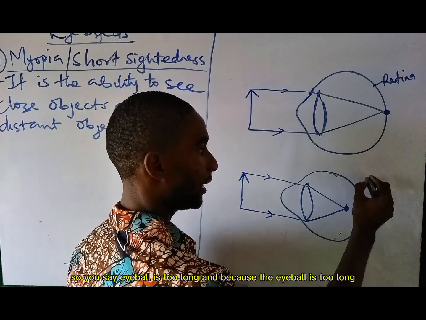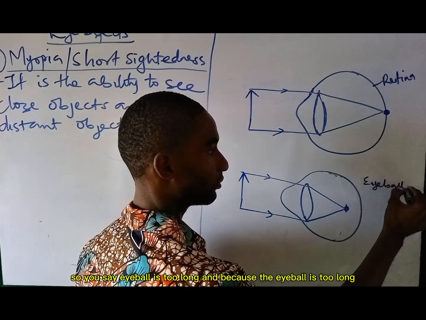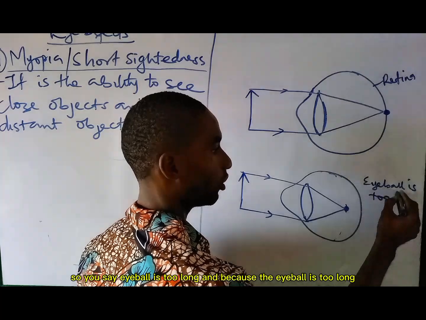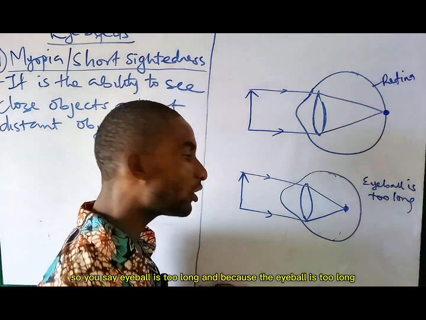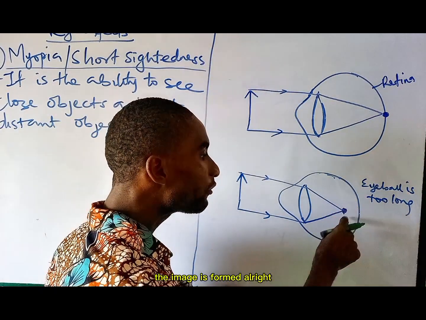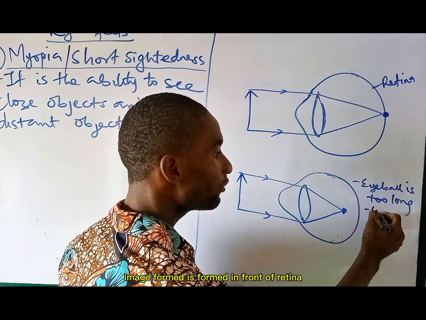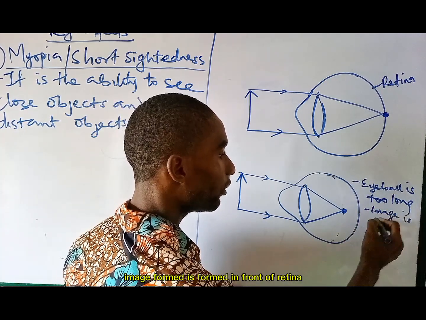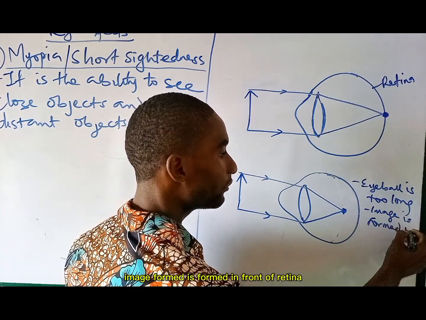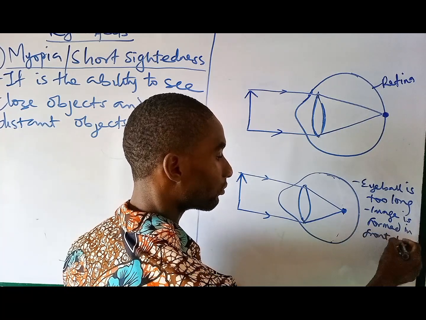So you say the eyeball is too long, and because the eyeball is too long, the image is formed in front of the retina.